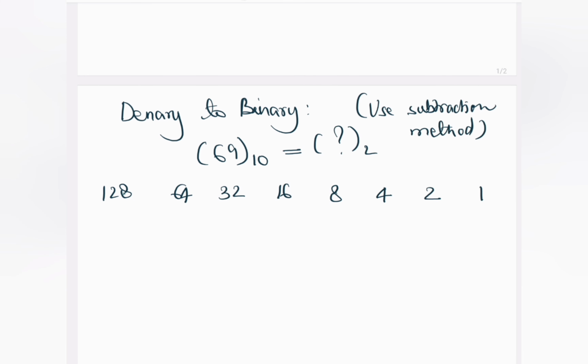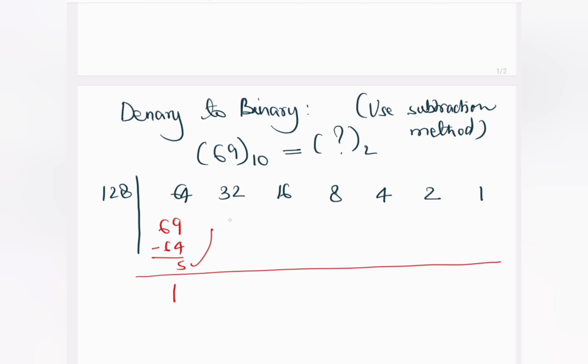I'm sure by now you have got this memorized and it's very clear. 69 is greater than 64, so we do not need 128, so we can ignore that straight away. So we need to find out 69 minus 64. Is it possible? Yes. So you're going to write 1 and take the difference. The difference is 5. Now we take this over here. 5 minus 32. No. So it's 0. 5 minus 16. No. 0. 5 minus 8. No. 0.